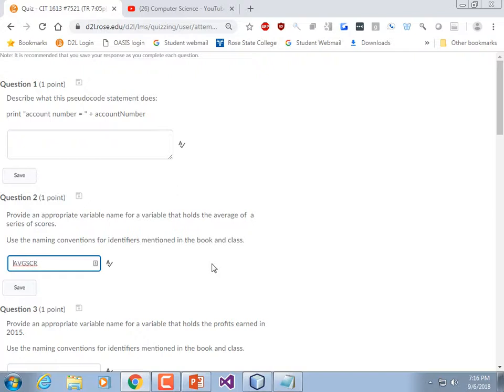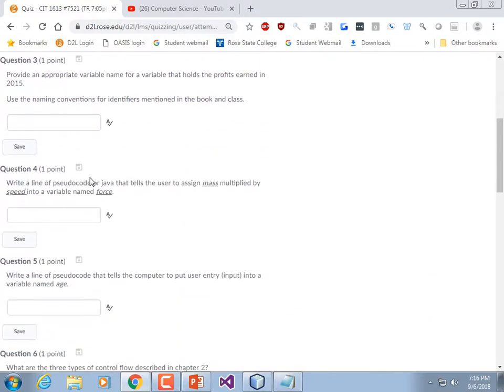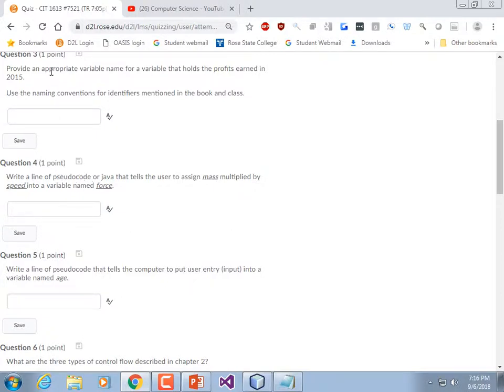Anyways, basically the book recommends using camel case, which is starting with lowercase letters, and then if you have extra words in your variable name, capitalizing the first letter of each, and making them kind of descriptive. It's stuff like that. Provide an appropriate variable name for doing that.